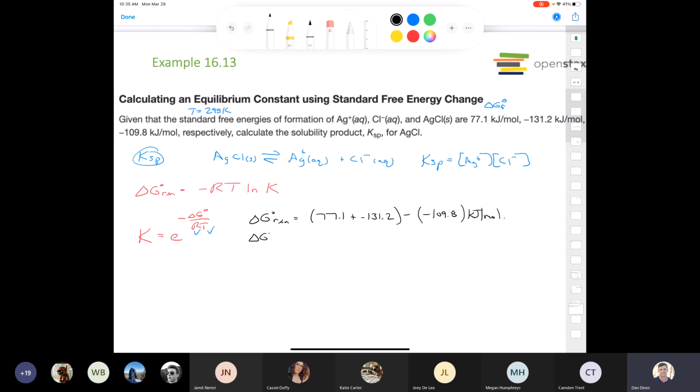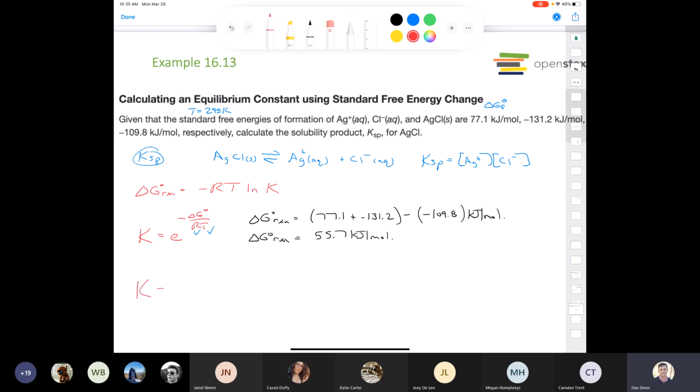Then we get the delta G naught of the reaction is equal to 55.7 kilojoules per mole. I had ended up with negative 55.7. I was like, that's not right. All right, let me just, there we go. And now we can plug some numbers into the equation.